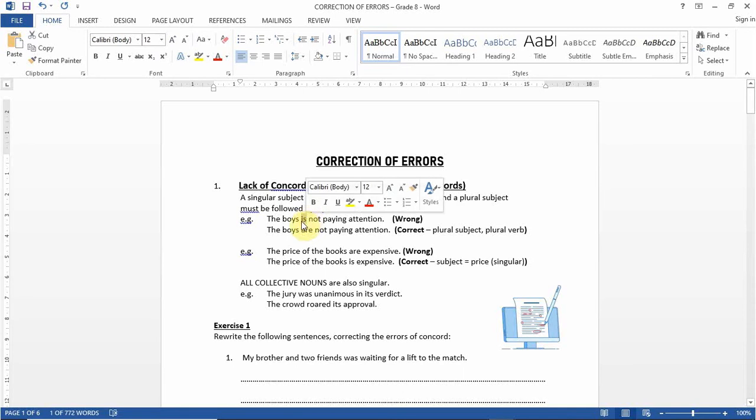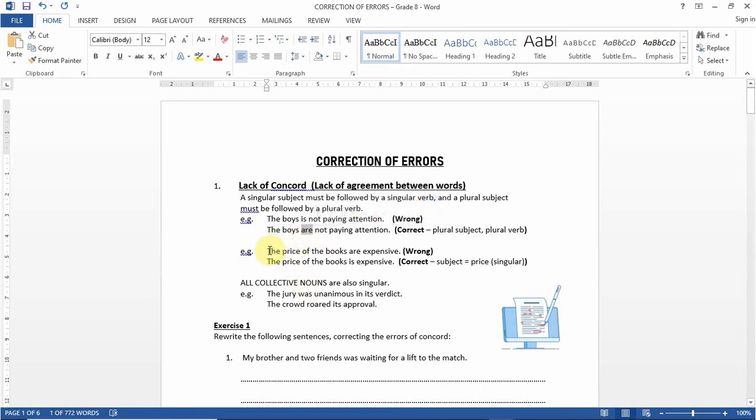And just in case I'm not sure if it's singular, let's make it the boy. Let's make it singular. The boy is not paying attention. That makes sense. Okay, so therefore is must be singular because the boy is singular. So the boys, now it's plural, is not going to work. You're not going to say the boys is, you're going to say the boys are. So are is a plural verb.